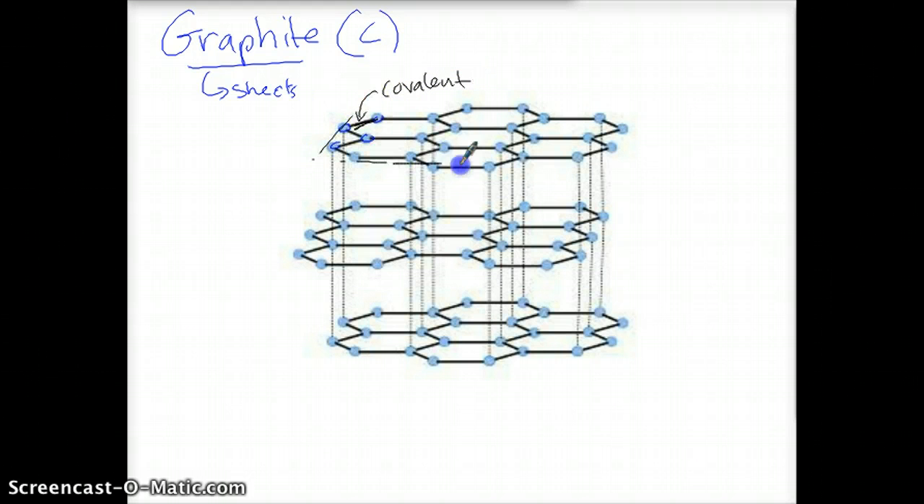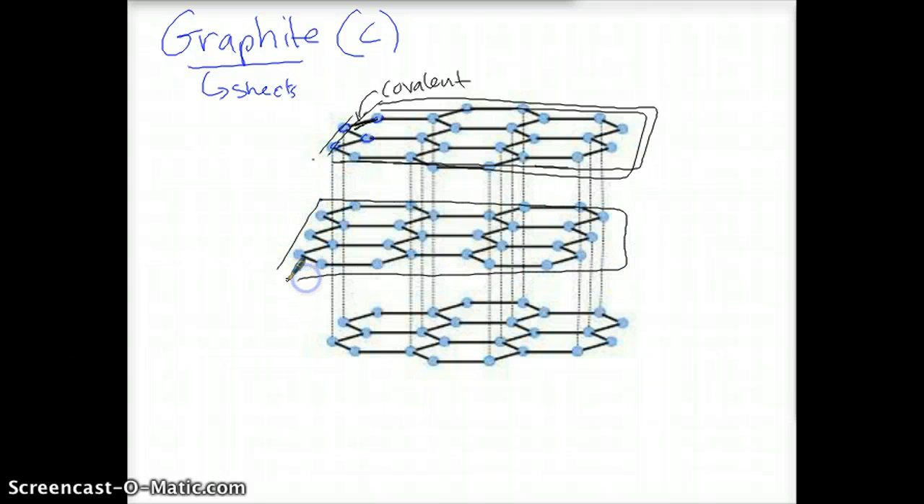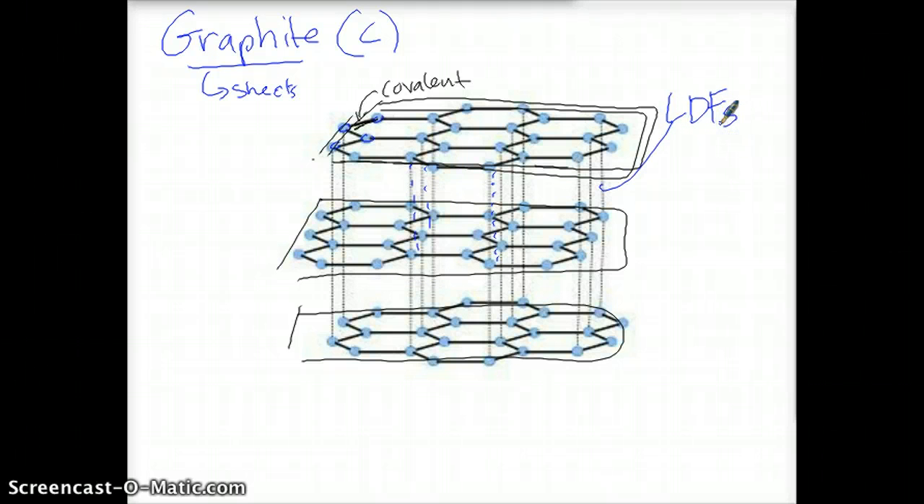And as you can see here, here's kind of like one sheet. Think of this as like kind of a piece of paper with carbon atoms all covalently bonded to each other. Down here we have another kind of sheet of carbon atoms, and here we have a third. And what you may notice here is these dotted lines that represent intermolecular forces. Okay? There are these LDFs, these London dispersion forces, which we know that all covalent compounds have, in between these sheets.